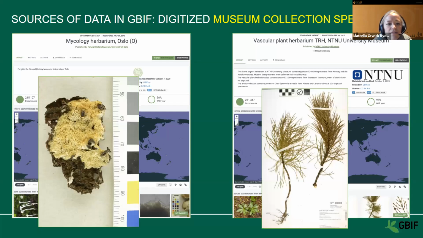As well, as we were just mentioning, the sources of data are the natural history specimens that we've been discussing, so digitized specimens. Here are two examples that can actually be found on GBIF, from the Mycology Herbarium here in Oslo, and also from the Vascular Plant Herbarium at NTNU. Both of these are within Norway. These data right now can tell you quite a bit, but quite a bit more of the metadata and the technical data that needs to be associated to these sorts of collections probably still needs to be made machine findable and also digitized.